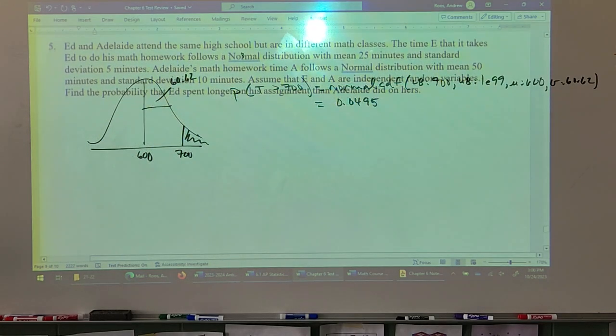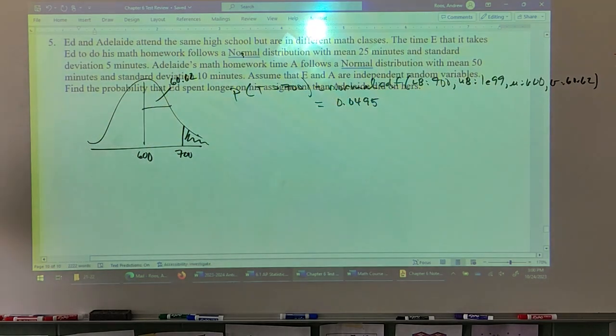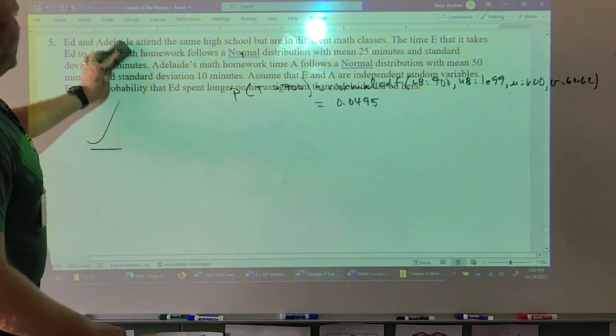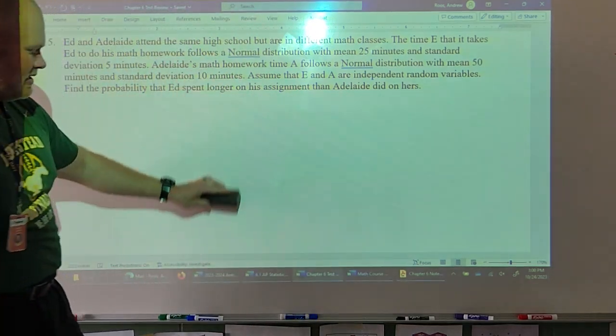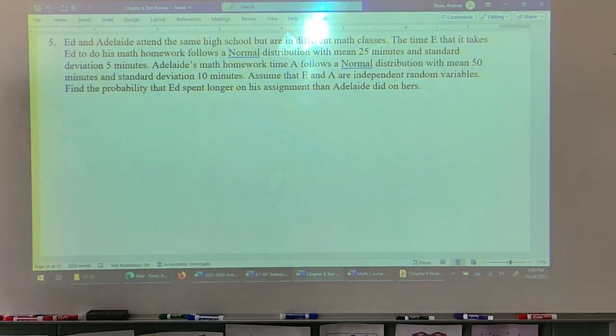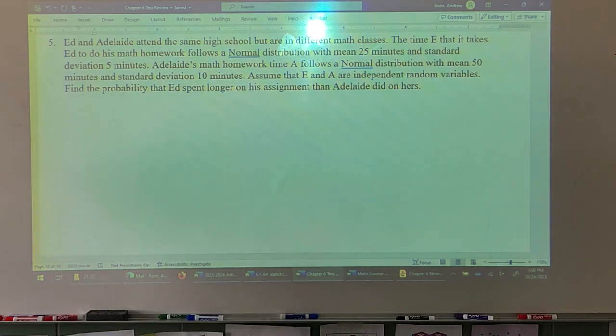Okay, last one. All right, Ed and Adelaide attend the same high school but are in different math classes. The time E that it takes Ed to do his math homework follows a normal distribution, mean 25, standard deviation 5. Adelaide's math homework time A follows a normal distribution, mean 50, standard deviation 10. Assume E and A are independent random variables. Find the probability that Ed spent longer on his assignment than Adelaide did on hers.